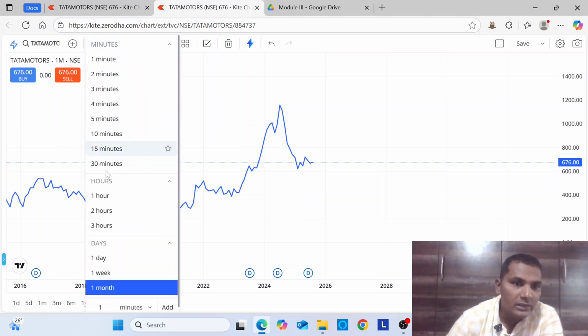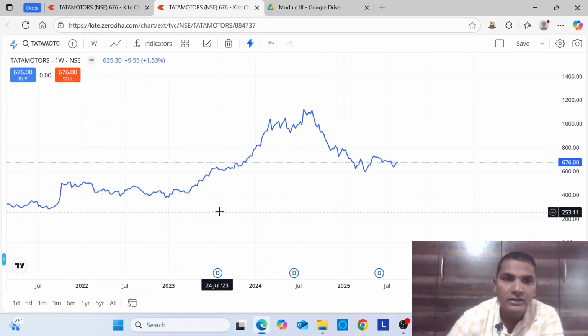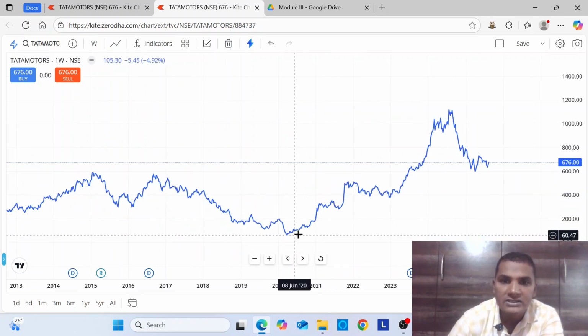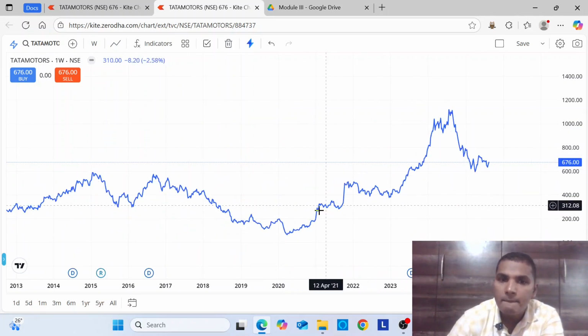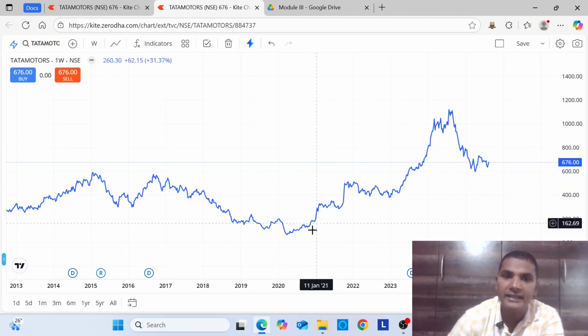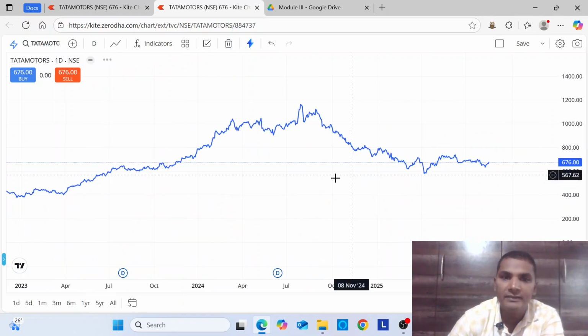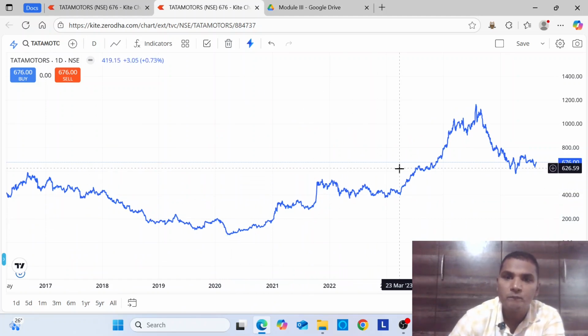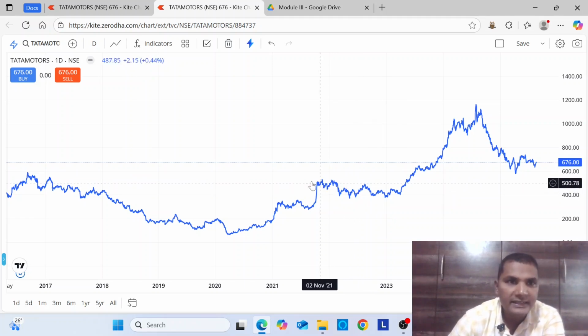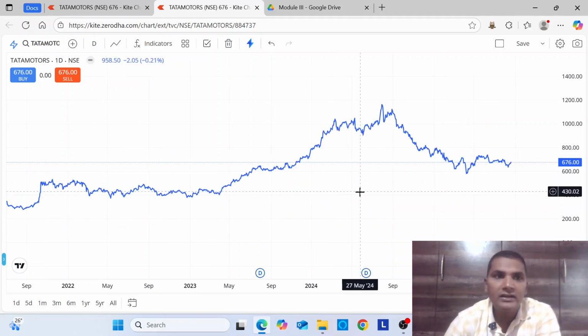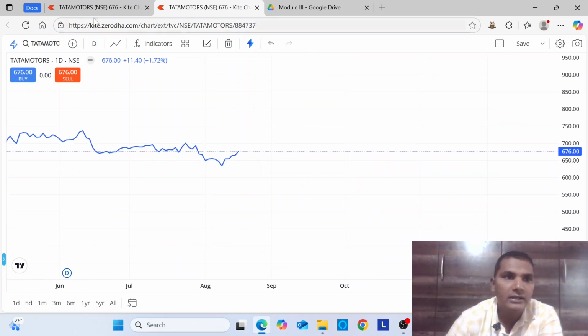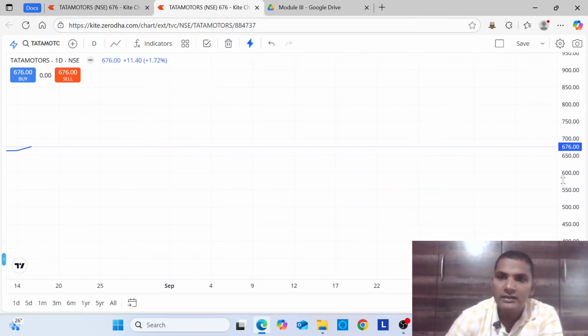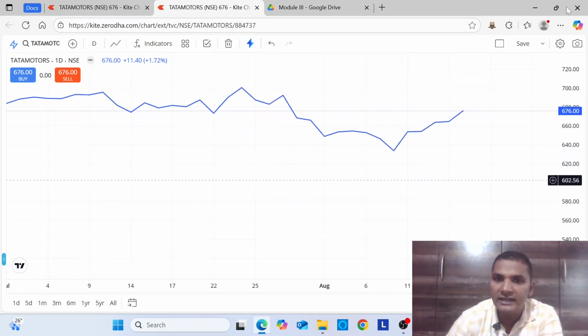If I convert it into the weekly chart, you can see it's upward trending after the Corona period. Now I'm going to select the day time frame. Again, you can see from 2020 it's continuously moving upside. Yes, there are certain fluctuations. So in the line chart, we are just connecting the closing price of that day.